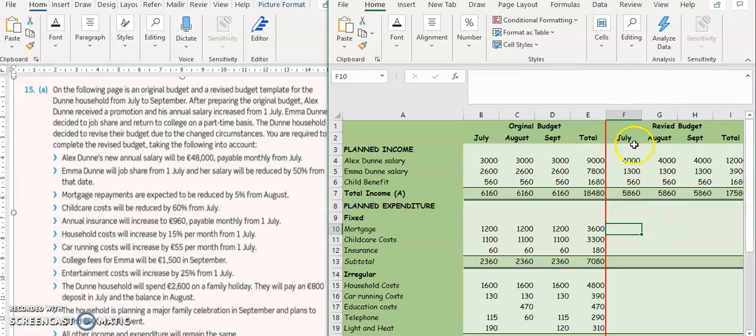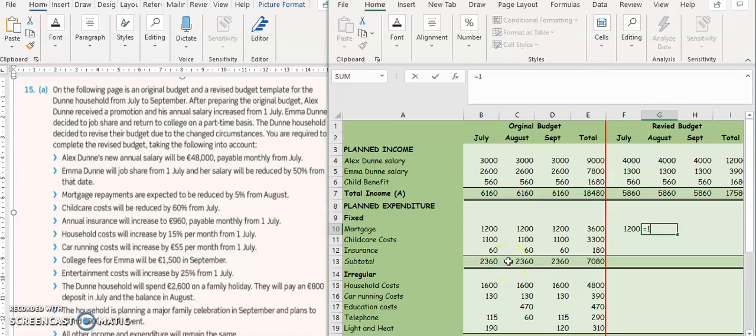So how much are mortgage repayments for July? Well, let's have a look at our original budget. Our mortgage repayments are 1,200, 1,200, 1,200. So it's going to be 1,200 for July. In August, that 1,200 is going to reduce. So how much is it going to reduce by? It's going to reduce by 5%.